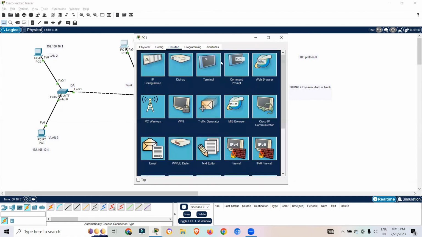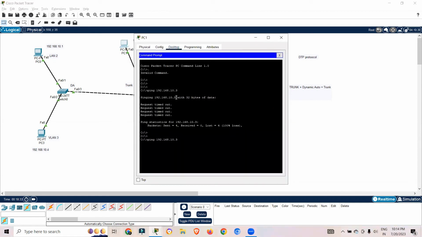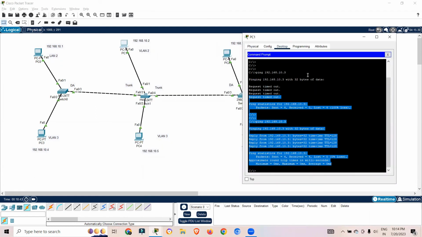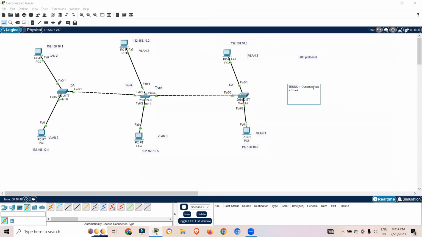Let me check if this configuration is working or not. So all the PCs are pinging, right? Yes. All the PCs in the same VLANs on different switches are working. That means our dynamic trunking protocol is working. So this was the topic from yesterday. Can we start the next topic now? This was just a revision of yesterday's topic.